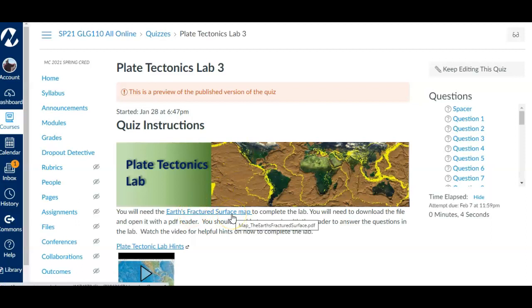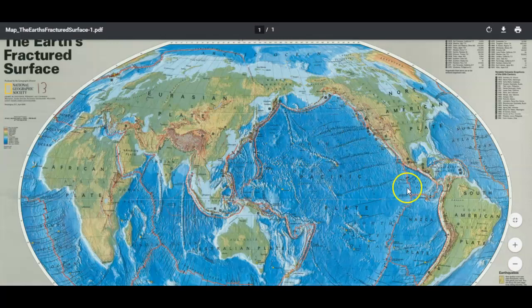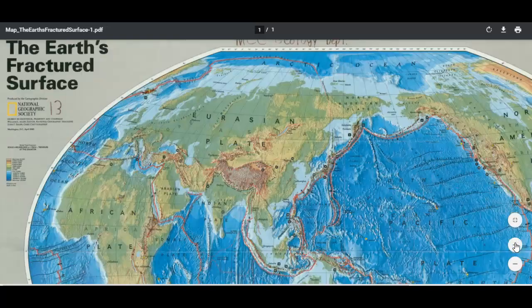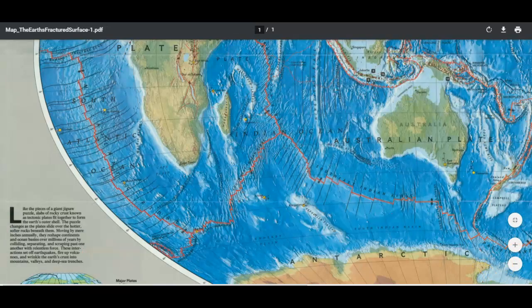So you could do it a couple ways. It's a PDF, so when you click it, it'll ask you to download it. And it'll show up either in your web browser as a little PDF viewer. If that's the case, you should have this plus and minus, so you can zoom in, and then you'll just have to use the scroll bars on the side to move around.